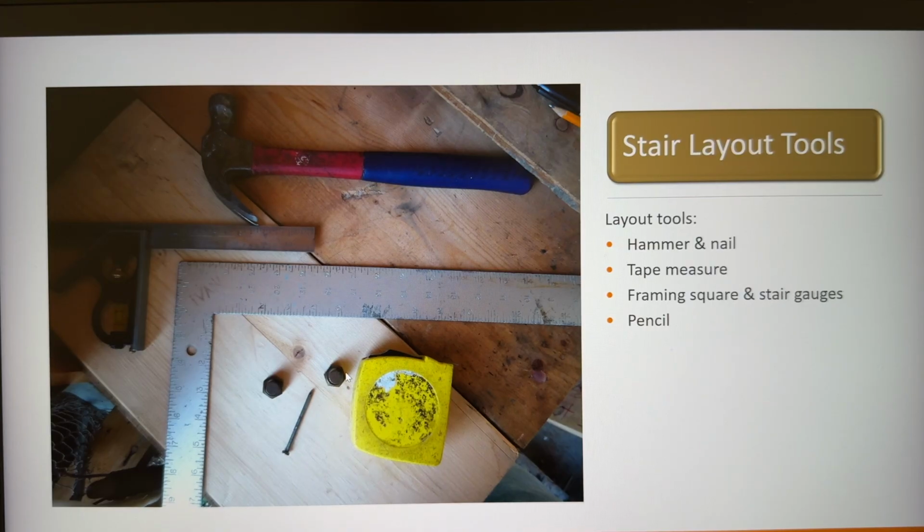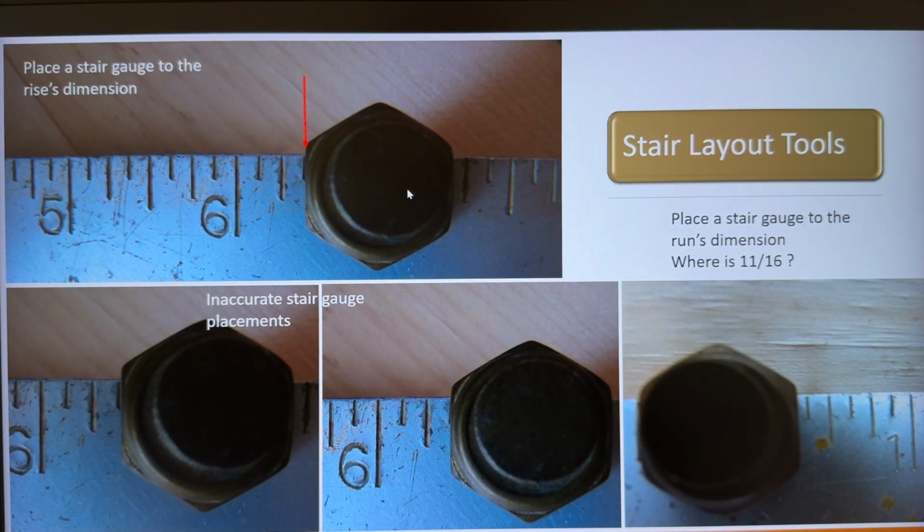So let me show you a couple of key things about stair gauges. And these are the stair gauges. It's got a thumb screw on it, and it clamps on the edge of the framing square. So this one is clamped to 6 3/8 correctly, where the edge of the stair gauge lines up with the midline of the stamped-in mark for the 6 3/8 mark here.